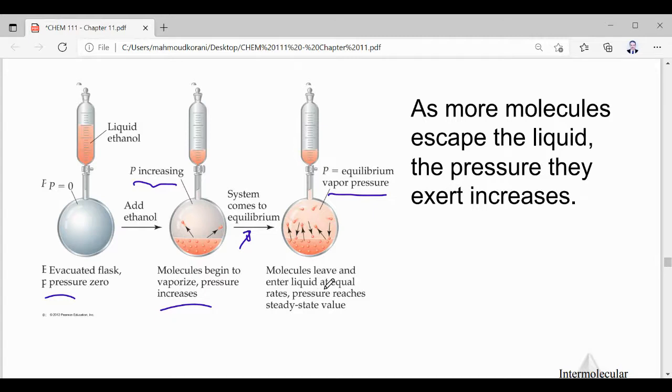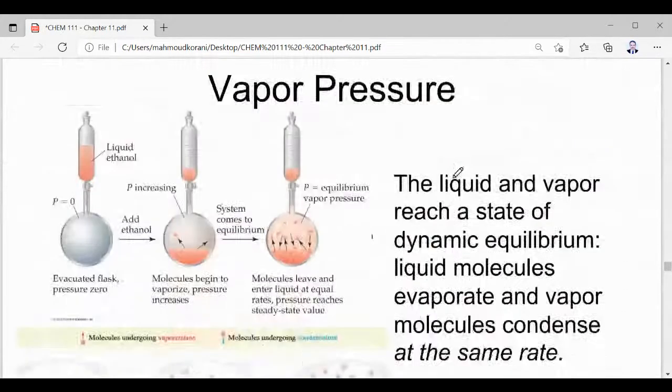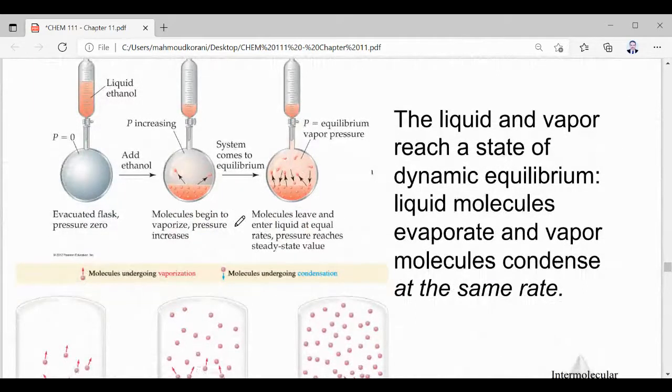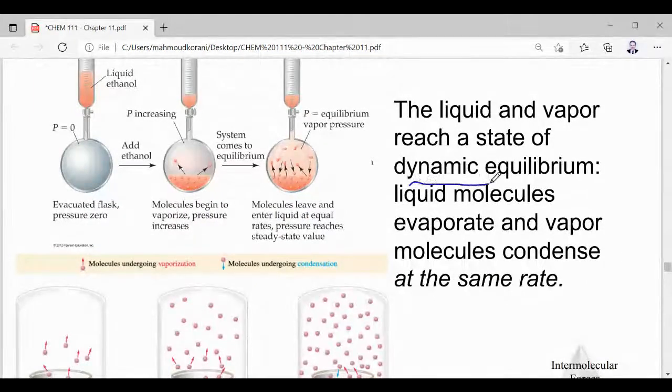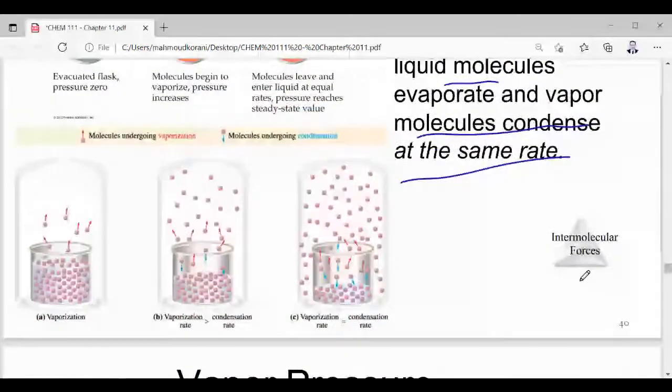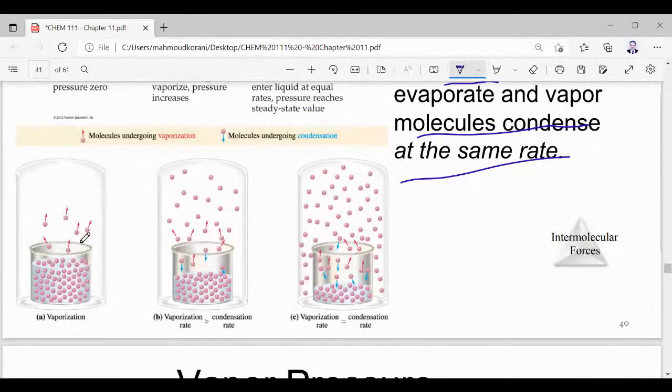The molecules that leave and enter the liquid are equal, which means the rate of vaporization, the rate of leaving, is equal to the rate of entering. At equal rates, pressure reaches a steady state. The pressure becomes constant, and at that point it's called the vapor pressure. As more molecules escape the liquid, the pressure they exert increases. I have already told you this. The liquid and the vapor reach a state of dynamical equilibrium. Liquid molecules evaporate and the vapor molecules condense at the same rate, which I have already showed you before in the beginning of vaporization.